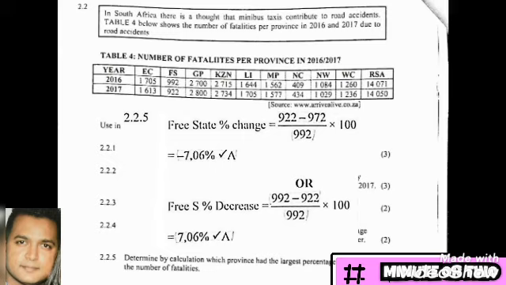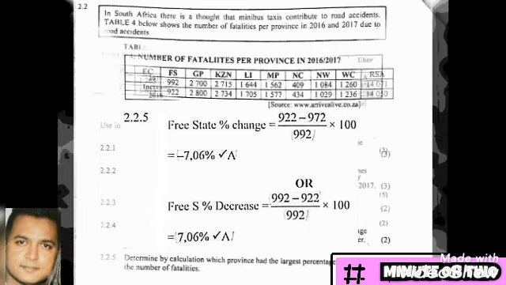So our new, from the table, would be the 2017 amount, which would be 922, minus the old, which is the 2016 amount, 992, and then we divide it by the old again, which is 992. We see that we get a negative answer, minus 7.06, and this is how we prove, finally, comparing all the rest, that the Free State has the highest or largest percentage decrease in the number of fatalities.